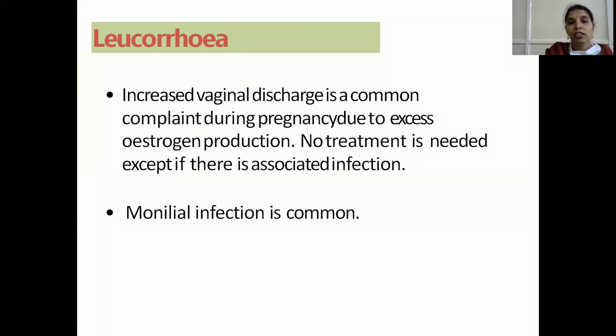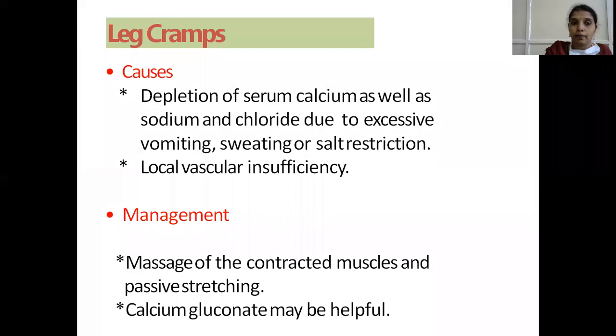Leukorrhea. Increased vaginal discharge is a common complaint during pregnancy due to excess estrogen production. No treatment is needed except if there is an associated infection. Monilial infection is common because of decreased vaginal pH, and in any gestational diabetes, there are chances of fungal infections.